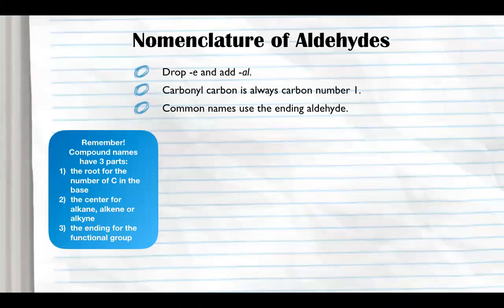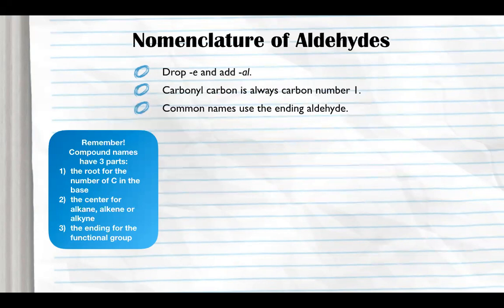Okay, so for aldehydes, you're going to drop the E at the end of the basic name and add Al. Al for aldehyde. It is important that when you write these things down, you write them so that I can tell the difference between an Al and an Ol. Just keep that in mind when you do your tests. The carbonyl carbon of an aldehyde is always carbon number 1. Notice that it has to be at the end of a chain. You can't have a carbonyl carbon in the middle of the chain and have it be an aldehyde. If it's in the middle, then it is a ketone.